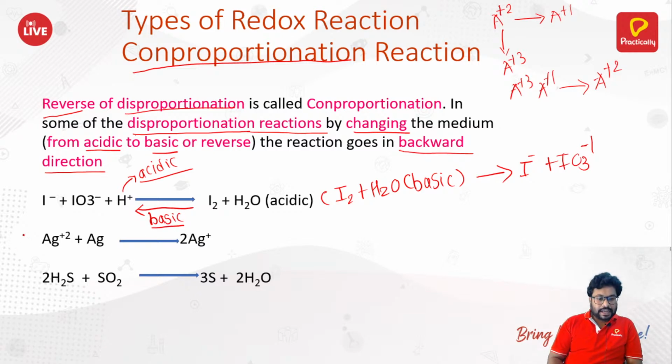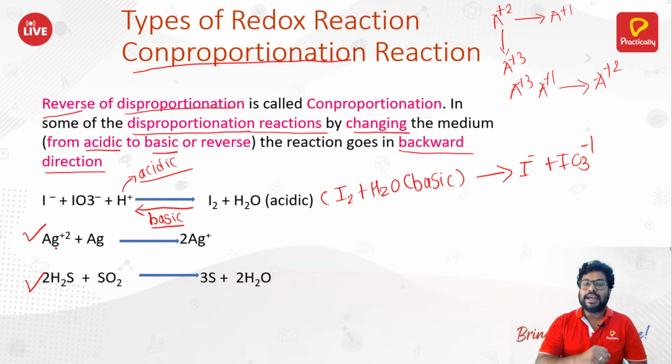Same thing happens here also. Here Ag plus 2 is going to Ag plus, that means it is getting reduced, and Ag is going from 0 to plus 1, that means Ag is getting oxidized. Okay, so these are some of the types of comproportionation reaction. What is comproportionation reaction? It is something which is exactly opposite to disproportionation reaction. Okay, moving ahead.